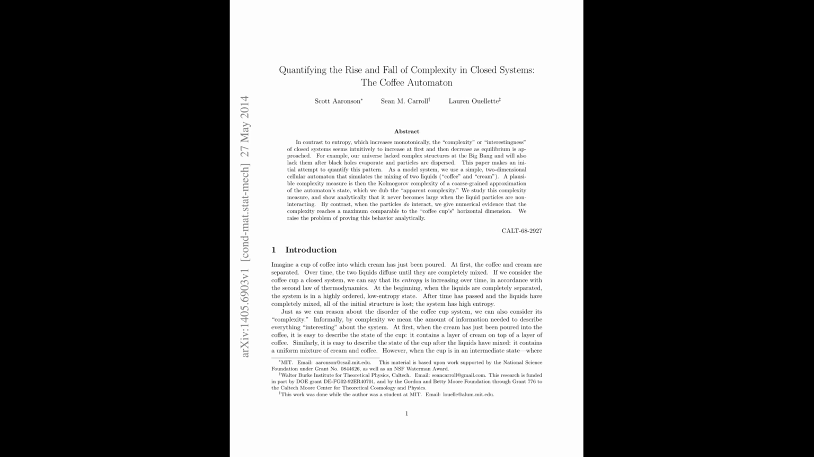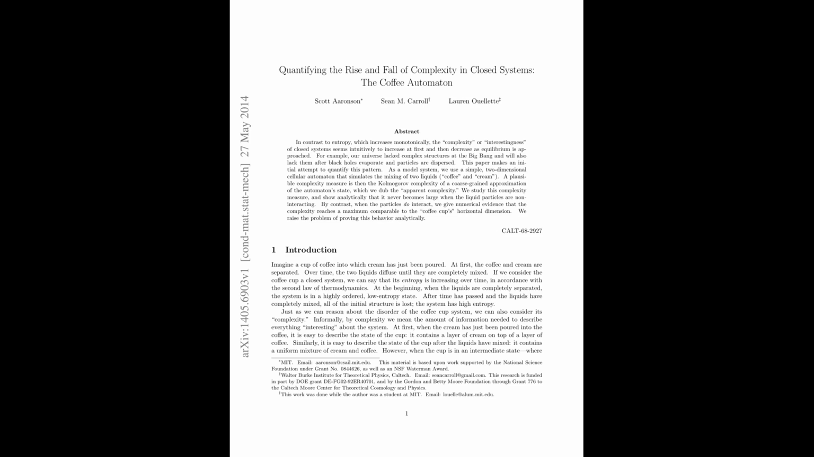The trick is to approximate Kolmogorov complexity using a real compression program like gzip. The size of the gzipped file gives you an upper bound on the true Kolmogorov complexity. Now to the experiment itself. They build a two-dimensional cellular automaton on a grid. Ones represent cream particles, zeros represent coffee. The grid starts with cream on top and coffee on the bottom.